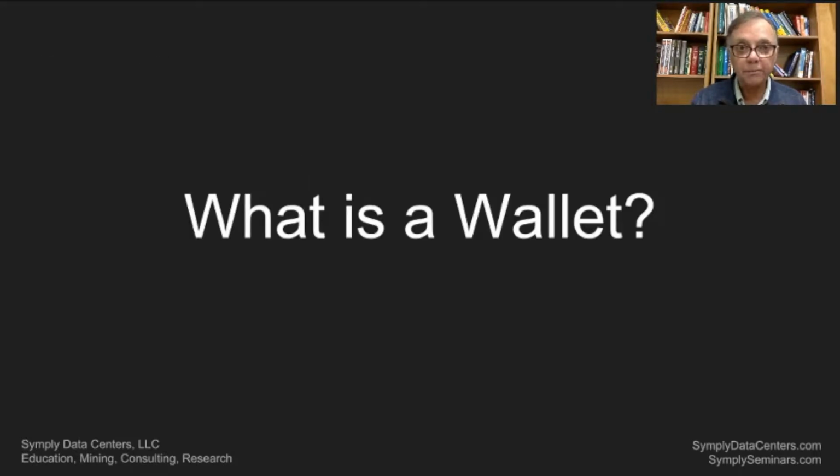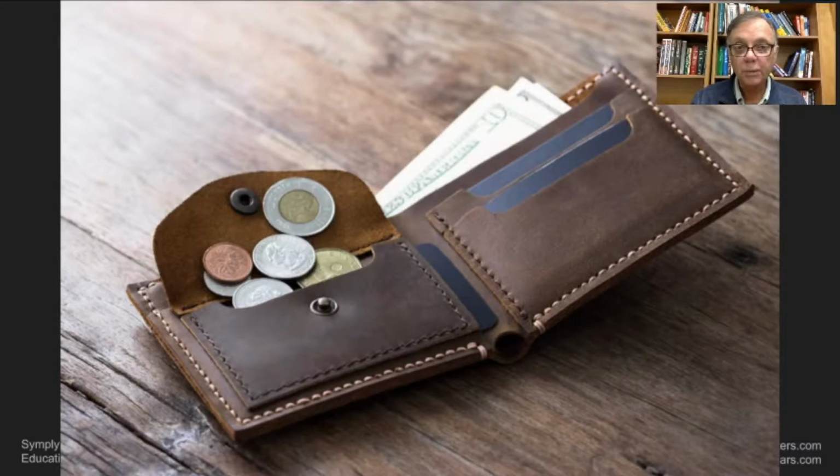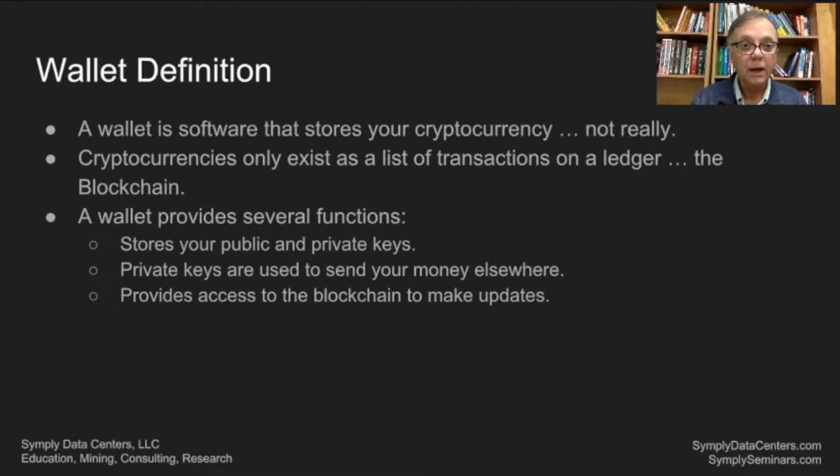So, what's a wallet? Well, most people think of a wallet as being something that stores money. And many people say that a wallet is software that stores your cryptocurrency, but actually that's not really true because cryptocurrencies only exist as transactions on the blockchain ledger. They don't really tangibly exist anywhere.